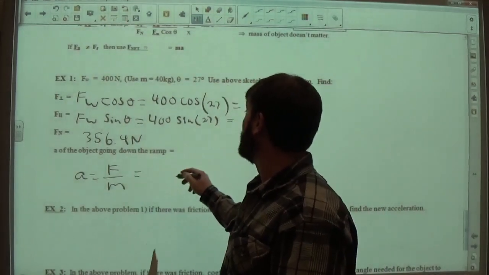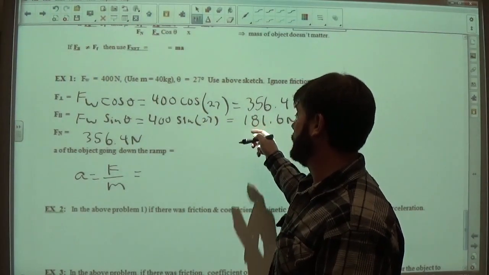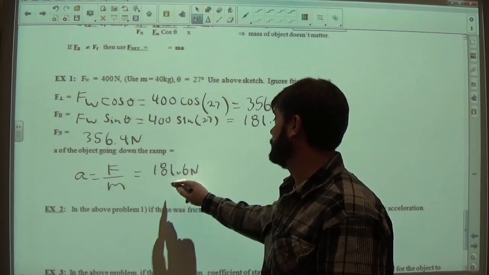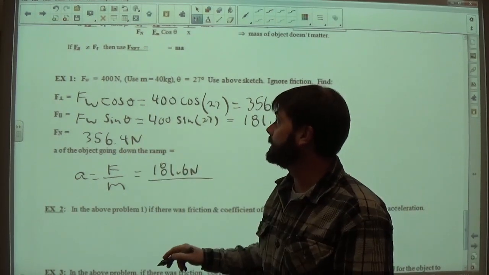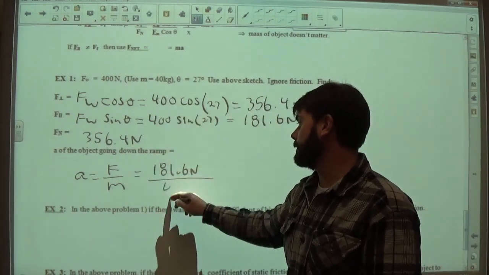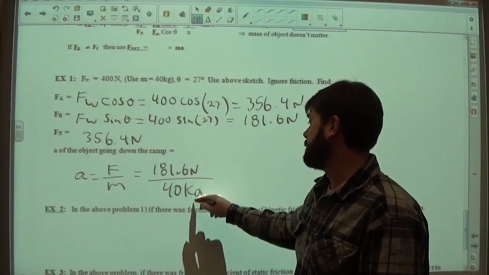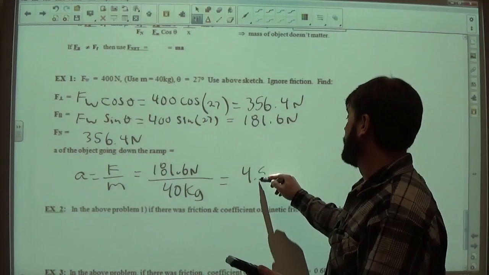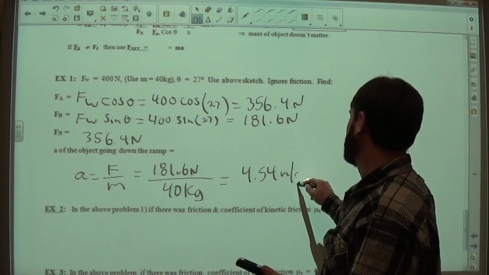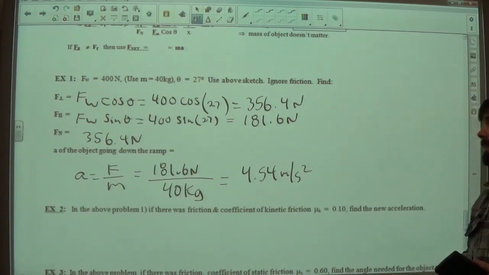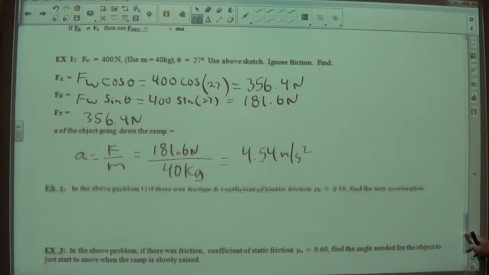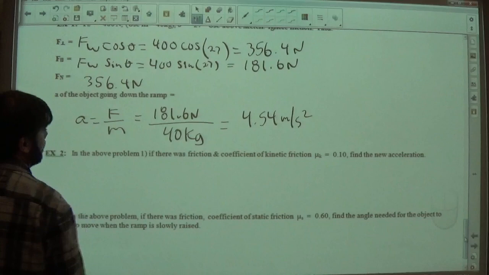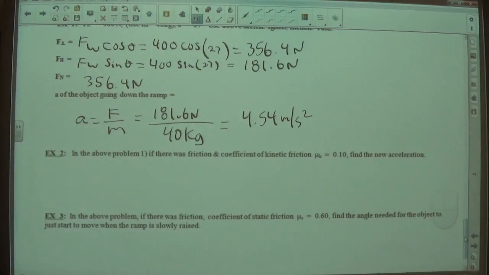So our force parallel is the 181.6 newtons, and the mass of our block is equal to 40 kilograms. So we take the one, and that gives us an acceleration of 4.54 meters per second squared. And in example 2, they're going to ask us to do the same thing, except this time they want us to figure out how friction would slow this down.